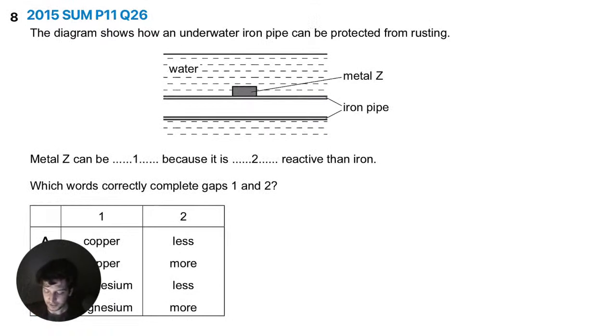Okay. Instead of a ship, we have an iron pipe that is used to carry something underwater. I don't know what they're carrying, maybe oil or something. The diagram shows how an underwater iron pipe can be protected from rusting. Here's an iron pipe, and metal Z can be blank because it is blank reactive than iron. Okay. How would you answer this?